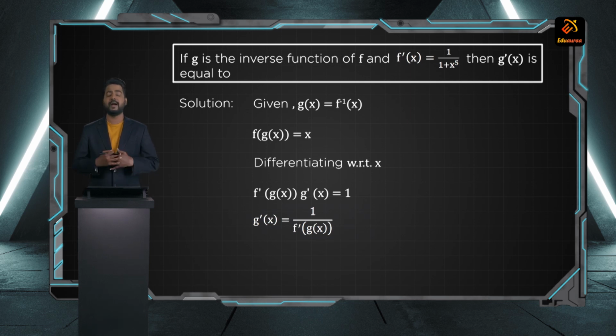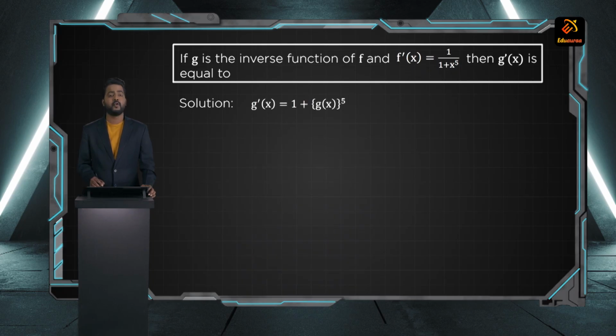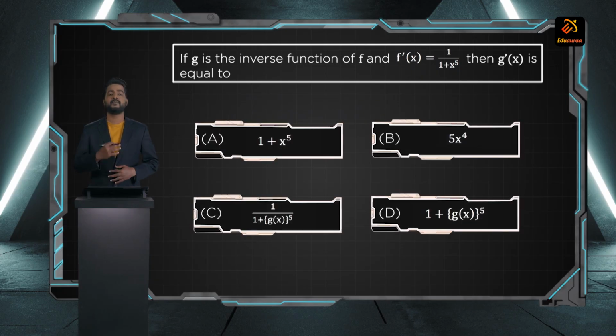Now I know the value of f dash of x. It is 1 upon 1 plus x raised to 5. So f dash of g of x will be 1 upon 1 plus g of x raised to 5. So g dash of x will be equal to 1 plus g of x to the power of 5. So the correct answer is option D.